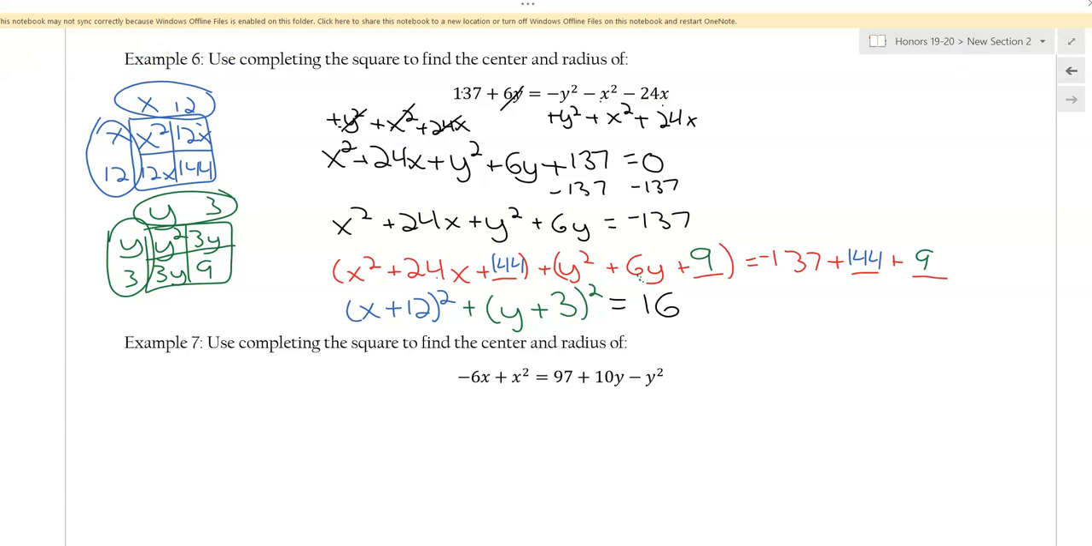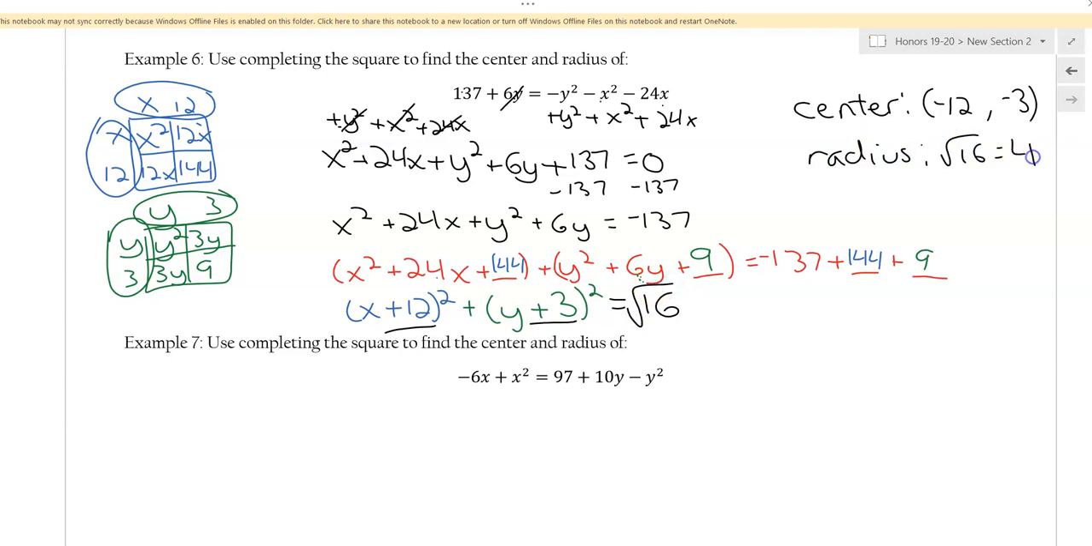So then we have for our center we have 12 and 3. So negative 12 and negative 3. And our radius is the square root of 16, which is 4.